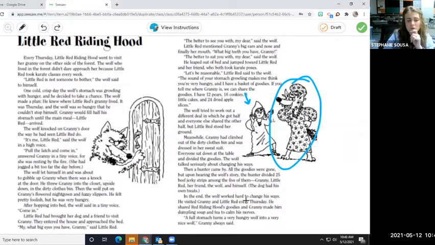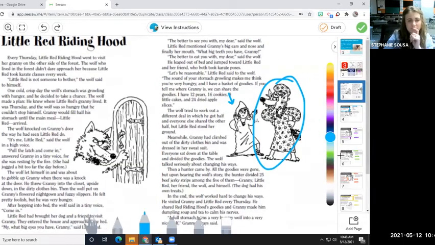In the end, the wolf worked hard to change his ways. He visited Granny and Little Red every Thursday. He shared Red Riding Hood's goodies, and Granny made him a dumpling soup and tea to calm his nerves. A full stomach turns a very hungry wolf into a very nice wolf, Granny always said.